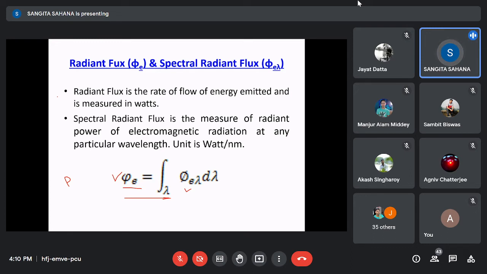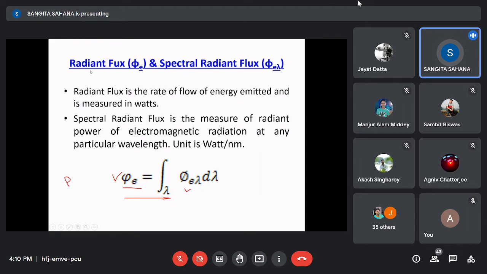In the entire course, whenever you see the term spectral, that represents for each wavelength. So phi e and phi e lambda, the suffix lambda means, for example, what is phi e at 380 nanometer, or 400 nanometer, 450 nanometer, like that, at a particular wavelength. Okay.